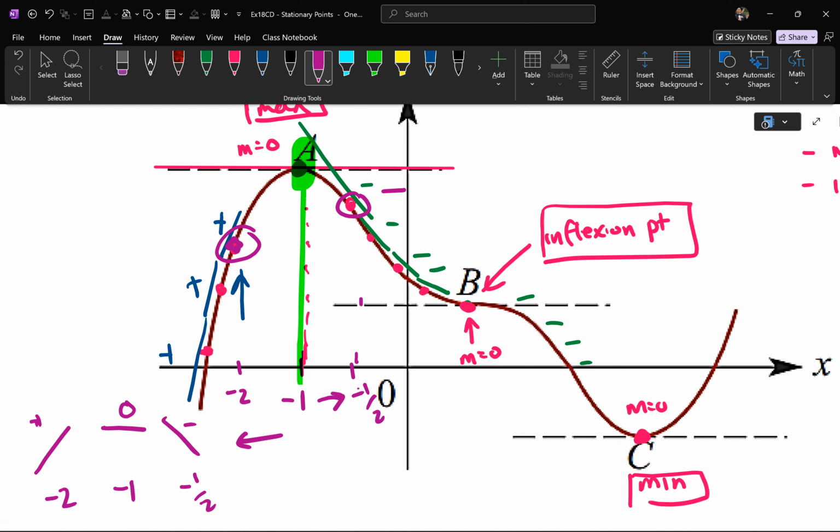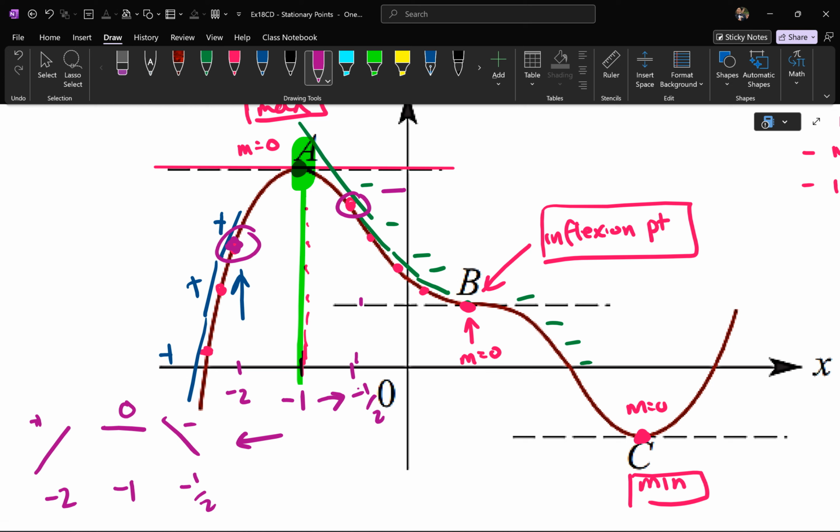Because you've got 3 types: maximum, inflection, or minimum. If you don't have a graph, how do you know if it's a maximum, minimum, or inflection point? Gradient table is how you show it. Okay, we'll do that later. That's more of a justifying question, and you'll get to practice that in the questions.